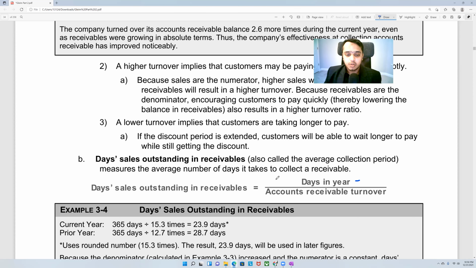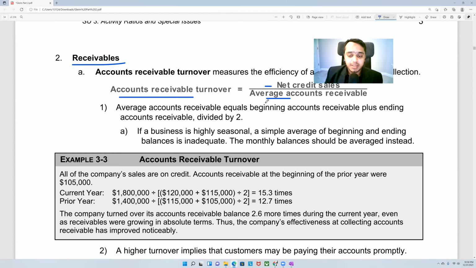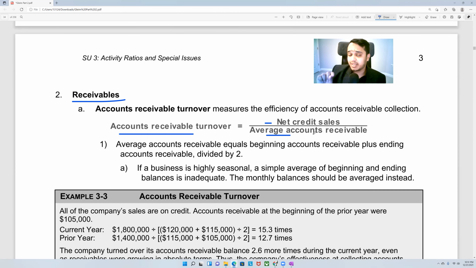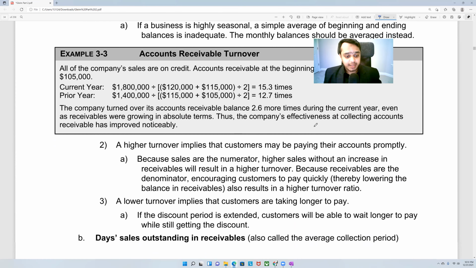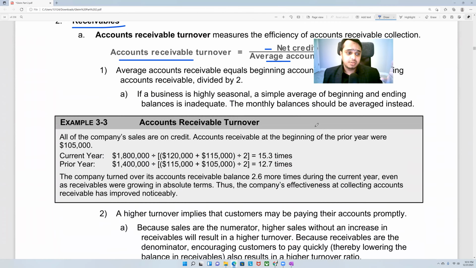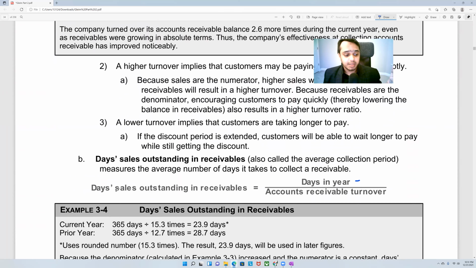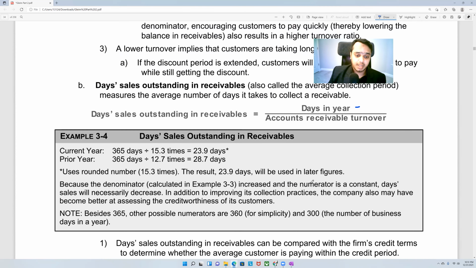Now, see in here. What did we calculate first? Net credit sales. So we take credit sales divided by your average accounts receivable. What is your average accounts receivable? Starting balance plus closing balance divided by 2. Net credit sales divided by average accounts receivable. Then with that accounts receivable turnover, we find out the days sales outstanding in receivables, and that's how we do it: days in a year divided by accounts receivable turnover. I hope you guys are getting this understanding.